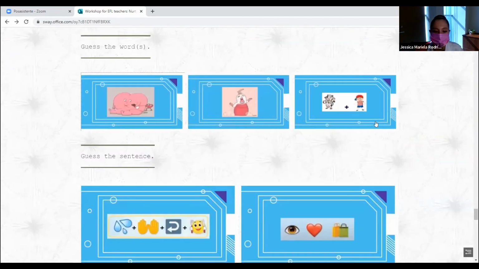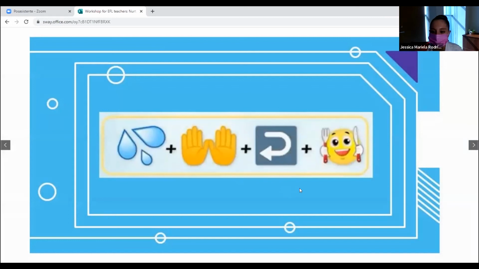Next. Now guess the sentence. What about this? What about this? If we use emojis, what is the phrase?